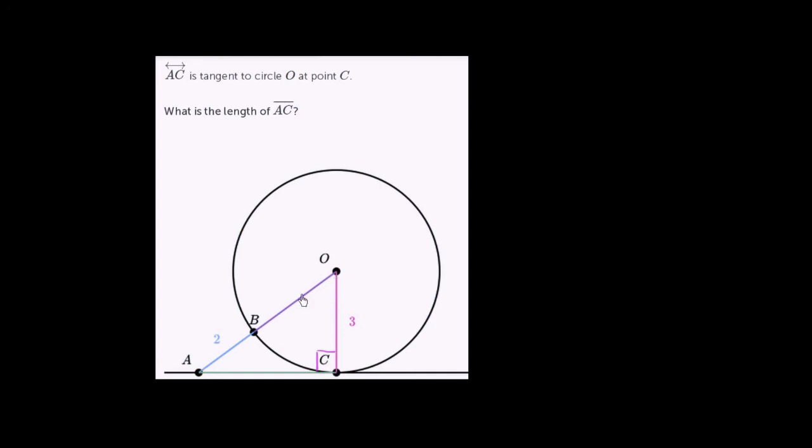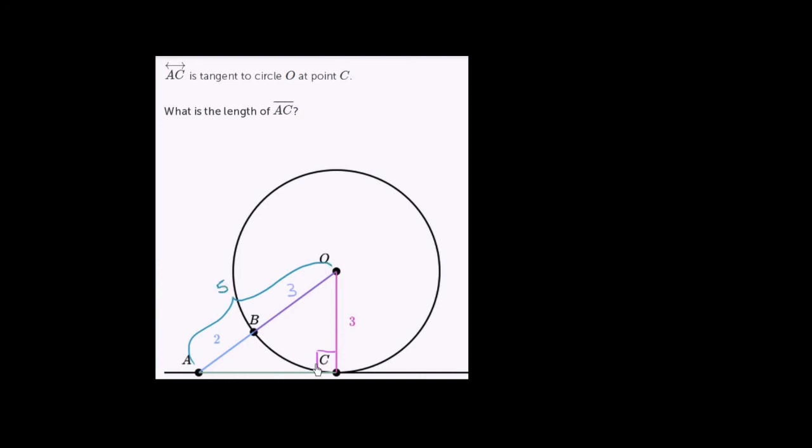Now OA, we don't know the entire side. They only give us that AB is equal to 2. But the thing that might jump out in your mind is OB is a radius. OB is a radius. It's going to be the same length as any radius. So this is going to be 3 as well. It's the distance between the center of the circle and a point on the circle, just like the distance between O and C. So this is going to be 3 as well. And so now we are able to figure out that the hypotenuse of this triangle has length 5.